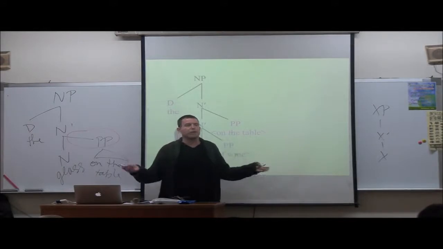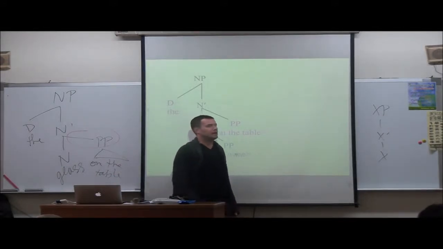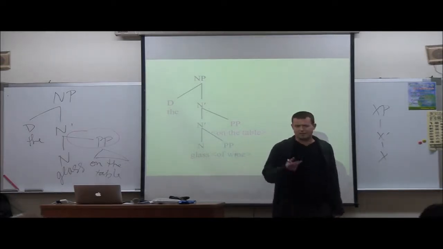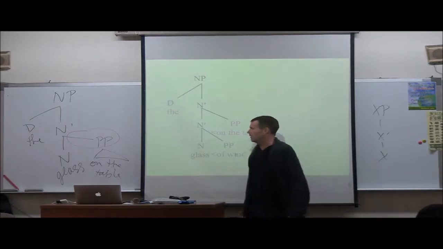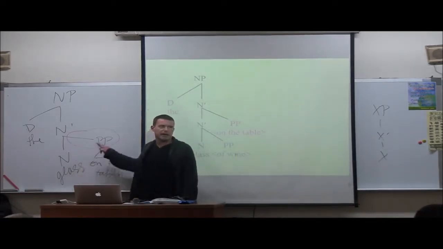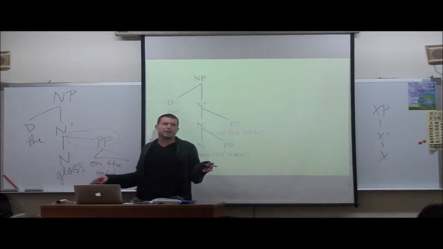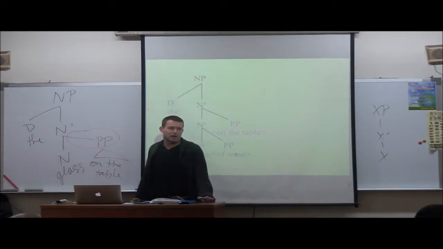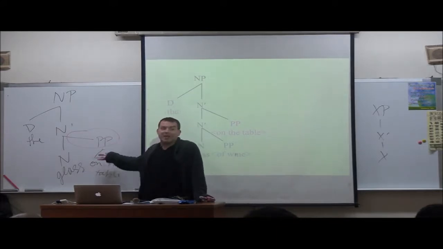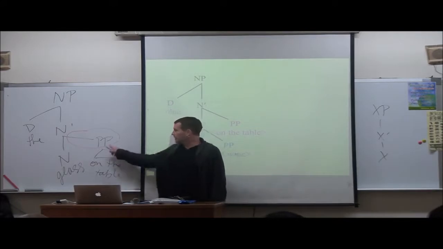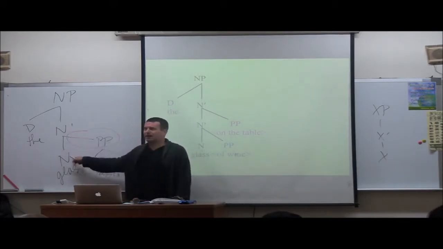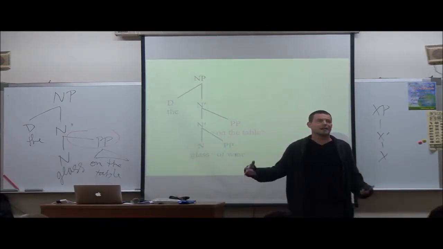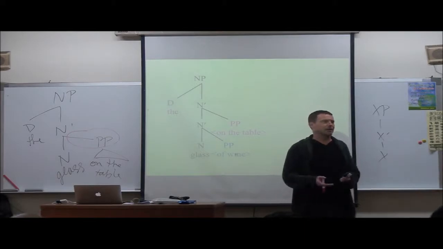How do I know? I can play with this example. I can say, you know, the glass of wine on the table, the glass from Ruby on the table, the glass of mine on the table. I can put things in between this head and this phrase without affecting the grammaticality of the example. So that proves that this PP is an adjunct. But the tree says it's a complement, because this is the daughter of an X bar and the sister of a head, which means I drew something as a complement. I represented it as a complement, but it's not a complement, it's an adjunct.